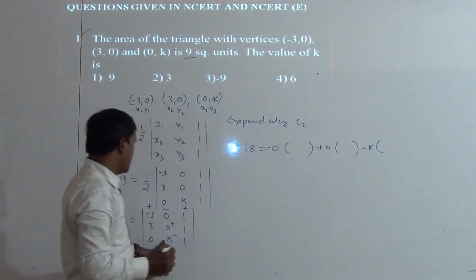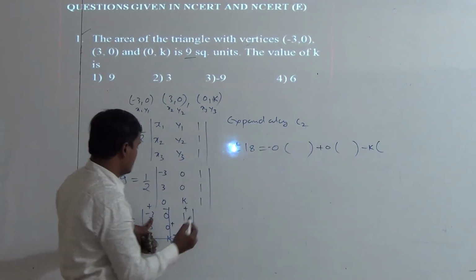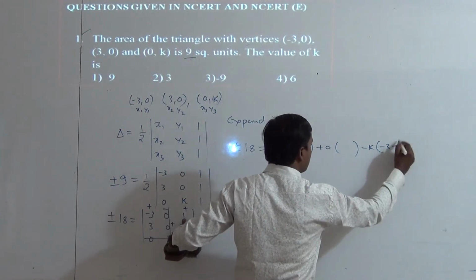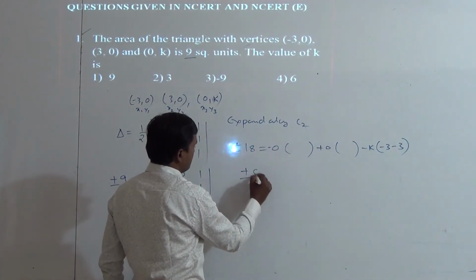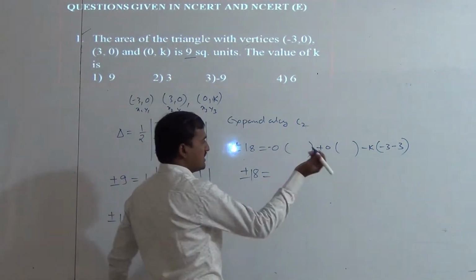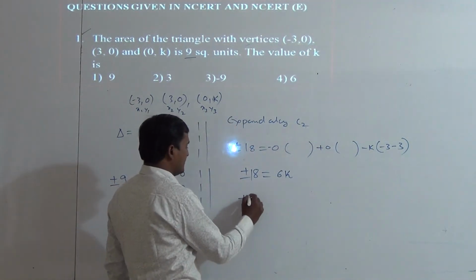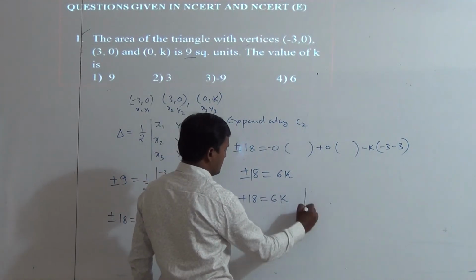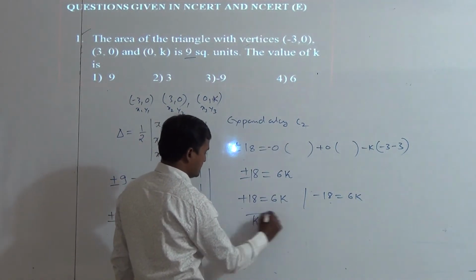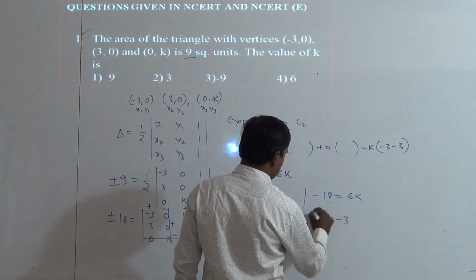In this case you have to leave the second column and third row, so minus 3 into 1, hence it is minus 3, minus of 3 into 1 becomes minus 3. Is it right? So simplify this one: plus or minus of 18 is equal to minus into minus plus, minus 3 minus 3, minus 6, so clearly it is 6k, right? So here I will take plus 18 is equal to 6k, or minus 18 is equal to 6k. What is the value of k? k is equal to plus 3, or k is equal to minus 3.